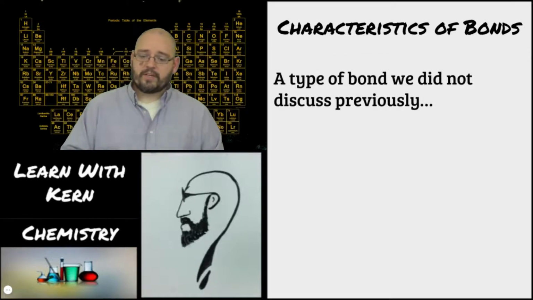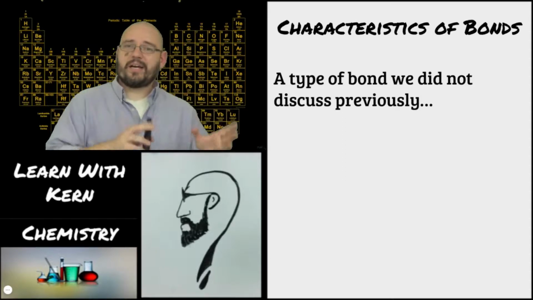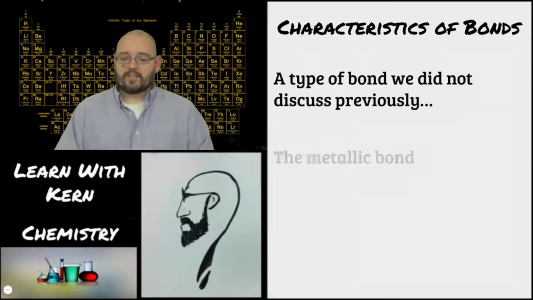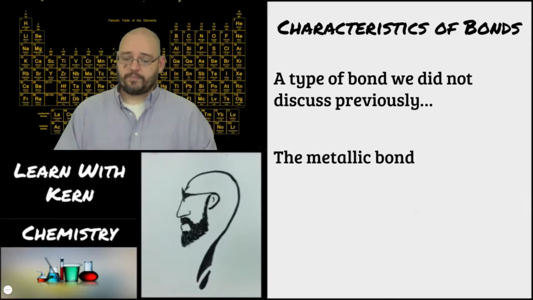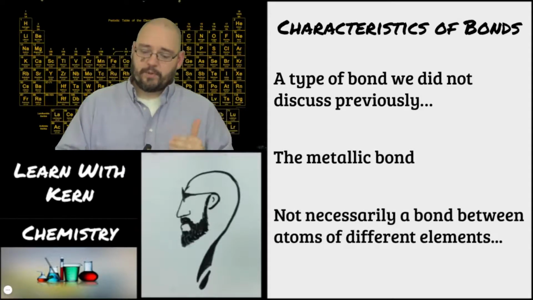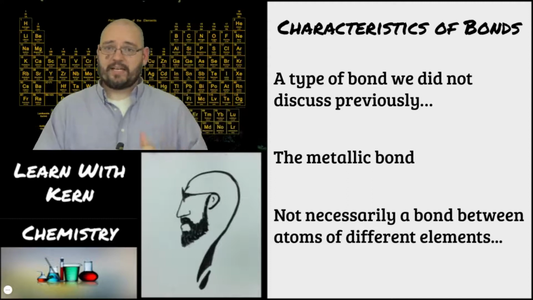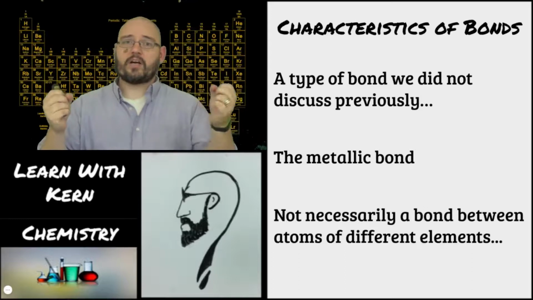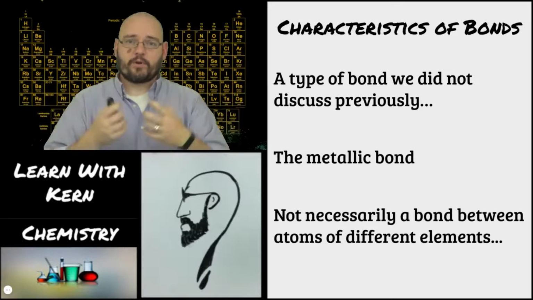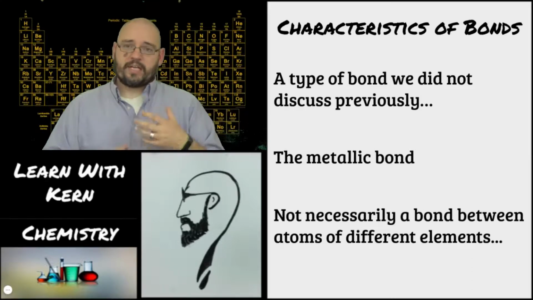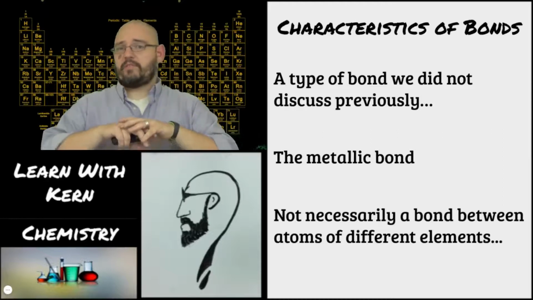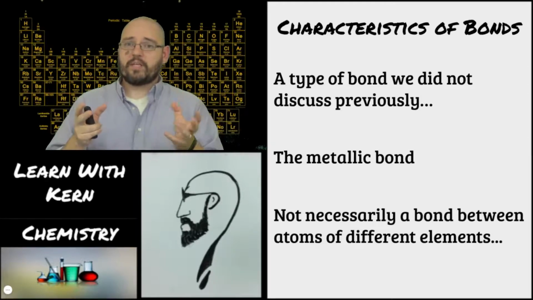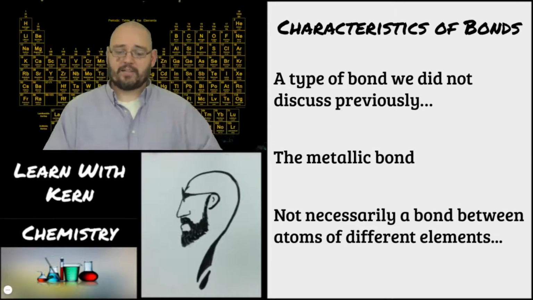So a type of bond that we did not discuss previously, we talked about ionic bonds, we talked about covalent bonds. The type of bond we did not discuss previously is the metallic bond. It's not necessarily a bond between atoms of different elements, like sodium and chlorine are different elements, they form ionic bonds. Carbon and oxygen are different elements, and they form covalent bonds. But you can have a metallic bond. If you have a chunk of, say, gold, all of the atoms in that chunk of gold are gold, and they're bonded together through a metallic bond.